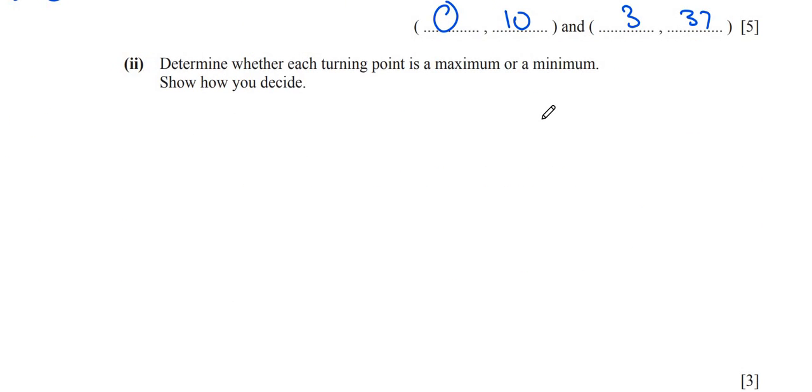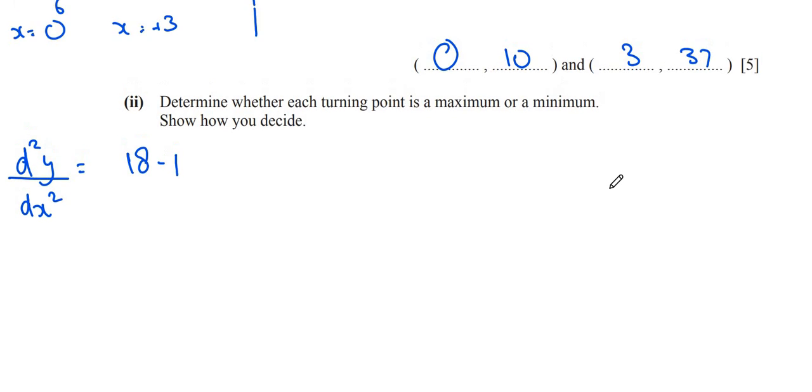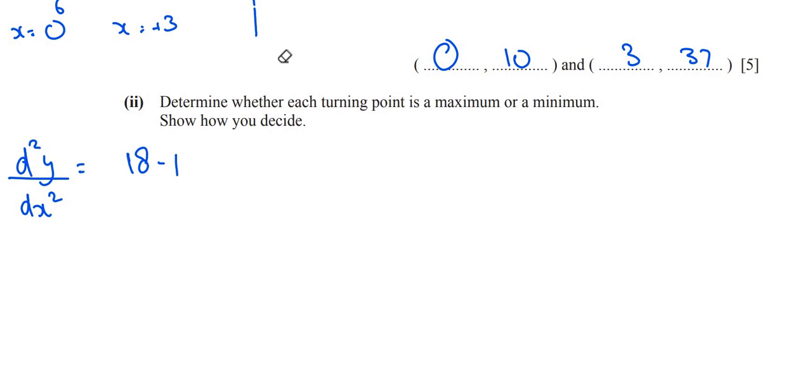Alright, moving on to the next question, it says determine whether each turning point is a maximum or a minimum. So in order to find maximum or minimum, we do d2y over dx2. So we already had 18x minus 6x square, right? So let me write it down. 18x minus 6x square, we already had this. So look, it means x raised to power 1. So 1 multiplied by 18 is 18, minus 2 multiplied by 6 is 12, so 12x.